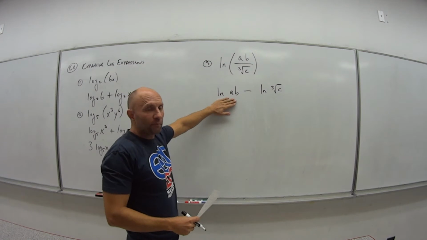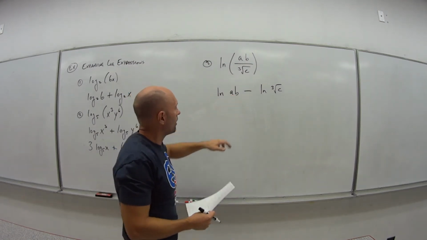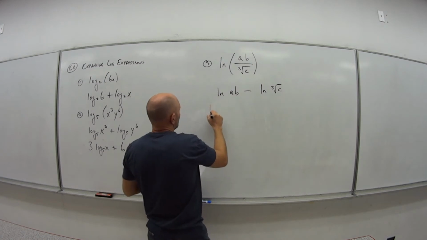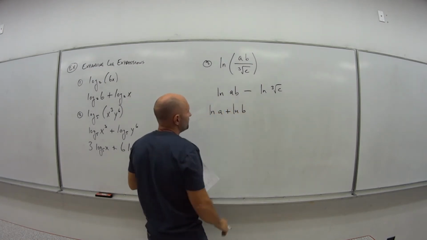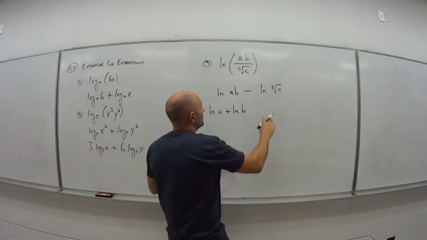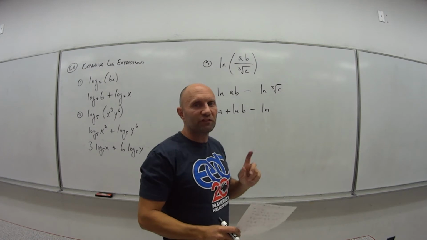How about this first piece? This is a product again. So using our first law, that means I can split it up as natural log of A plus natural log of B minus the natural log, the cube root of C.